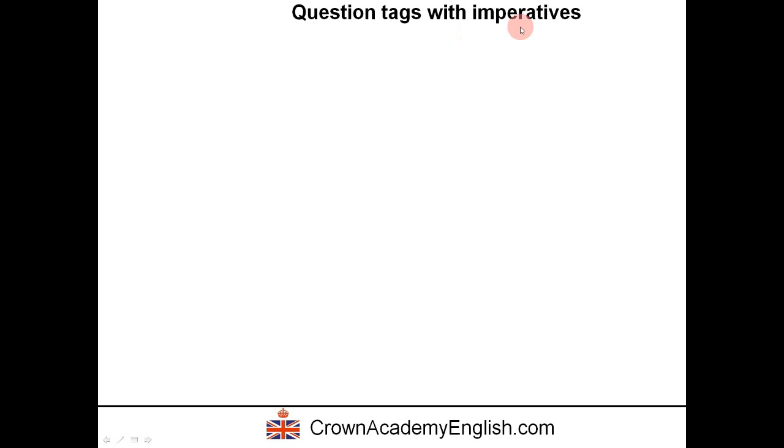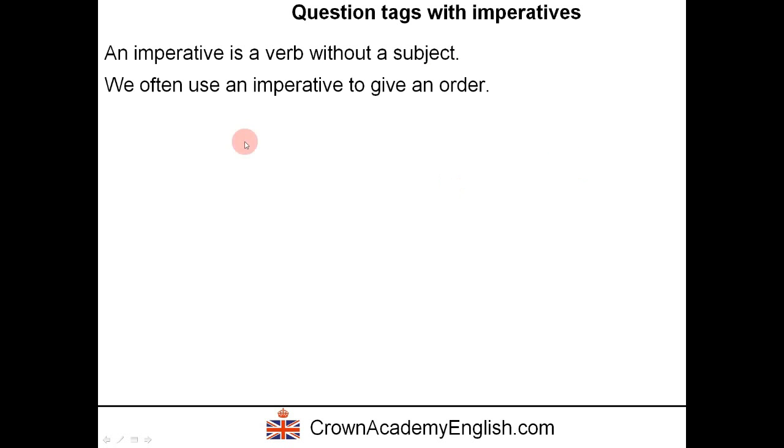Question tags with imperatives. An imperative is a verb without a subject, and we often use an imperative to give an order or to make a request. Close the window. So this is an example of an imperative. Close. There's no subject here, but we're giving someone an order. We're asking someone to close the window.